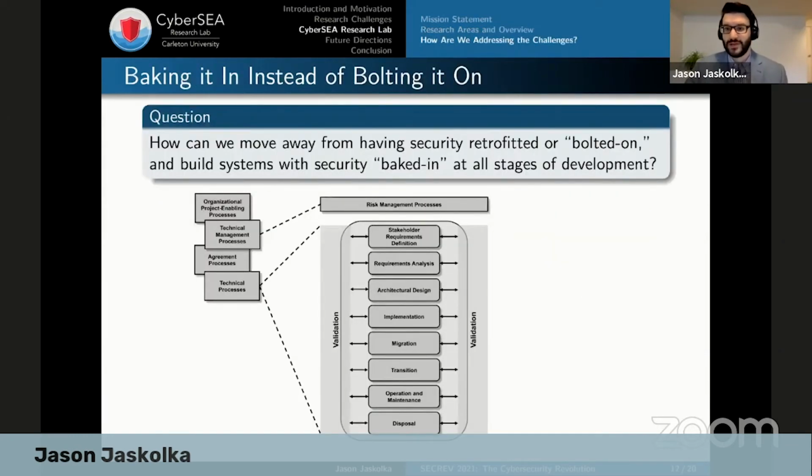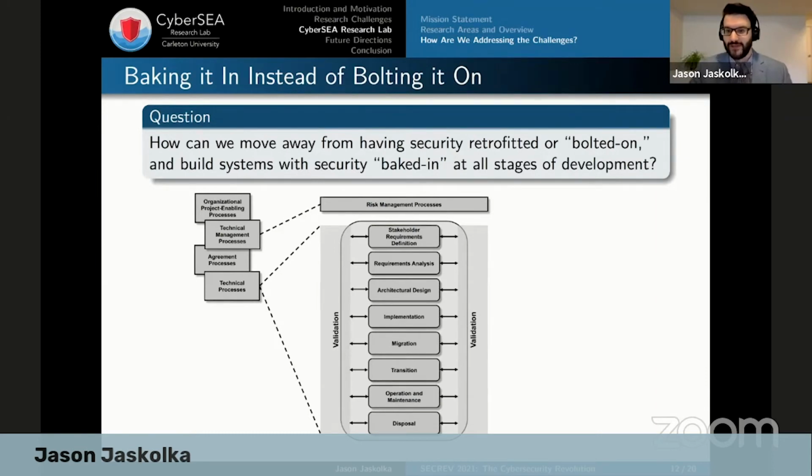So just to give you an idea of some of the things that we work on: baking it in instead of bolting it on. Really, we're trying to answer the question of how can we move away from having security retrofitted or bolted on and start building systems with security baked in at all stages of development.